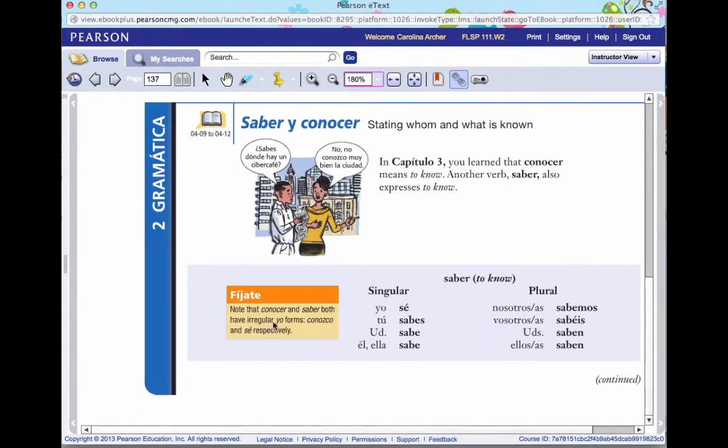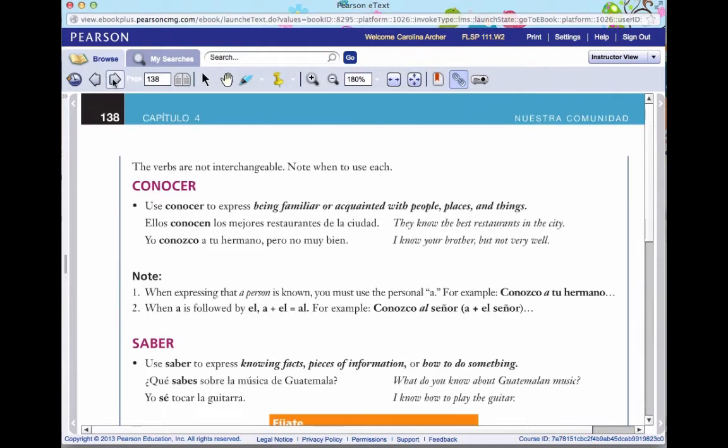They both have irregular yo forms, conozco and sé. Conozco, you have to go back to chapter 3, and yo sé, and then the rest are regular. Okay, so when do we use one and when do we use the other?